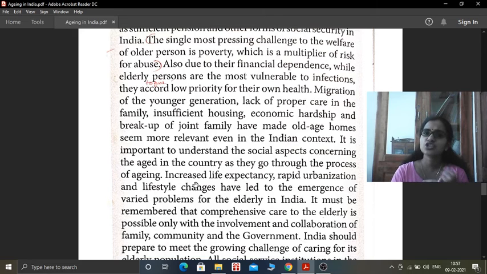Because of migration of the younger generation, they do not wish to live their life in India. They want to migrate to some other foreign nations like Canada. Now Canada is a dream nation for many younger people. A lack of proper care in the family: even if there are children, the children are not interested in taking care of the elder people. Some elder people do not have sufficient housing, they do not have their own home. There are many people like that.